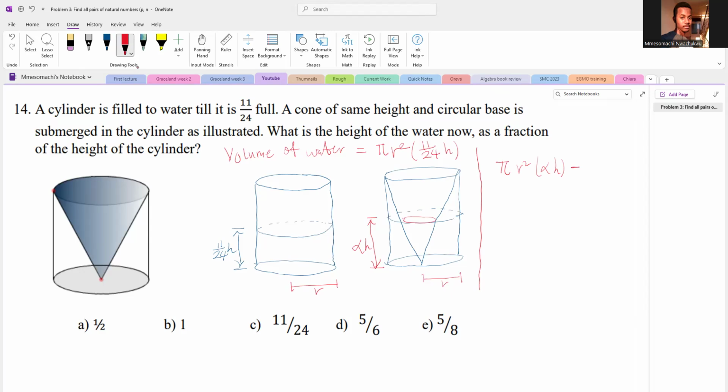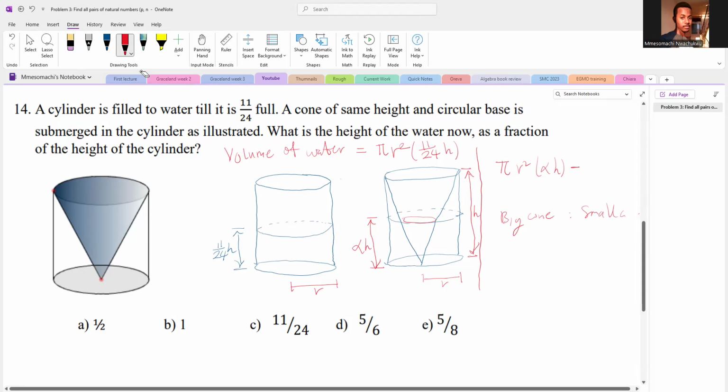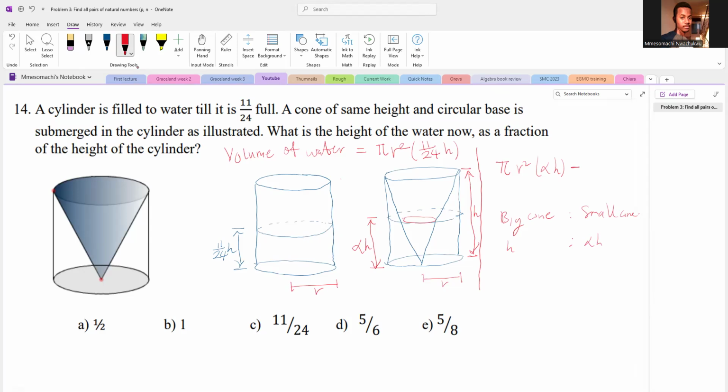So how do we get that portion of the cone that is submerged in the water? We can look at it as two similar cones. And what is the ratio of similarity? The big cone, that's the full cone itself, has a height of h. The small cone has a height of alpha h. So the ratio of similarity is alpha.